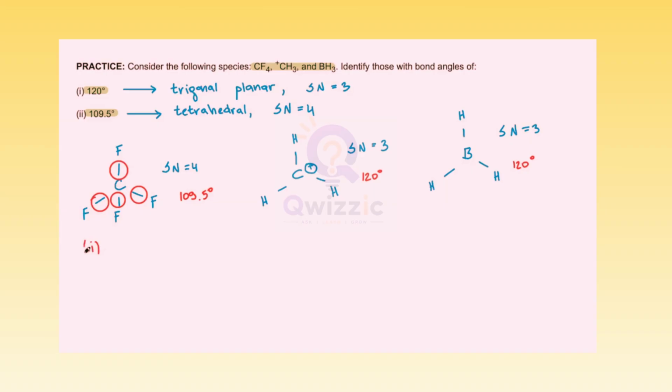So we can conclude our answers. For 120 degrees, we would expect to observe 2 structures. One of them would be methylium, and the other one would be borane. Number 2. For 109.5 degrees, we would observe carbon tetrafluoride, tetrahedral geometry. Those would be our final answers, and thank you for watching.